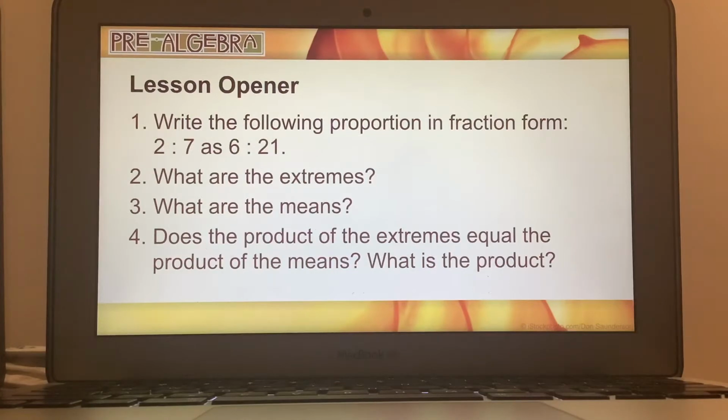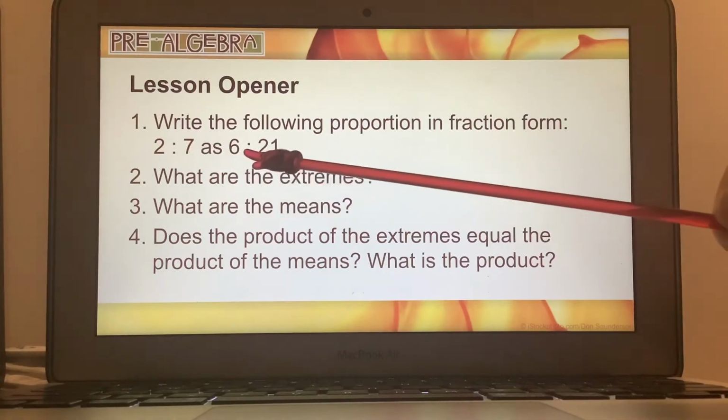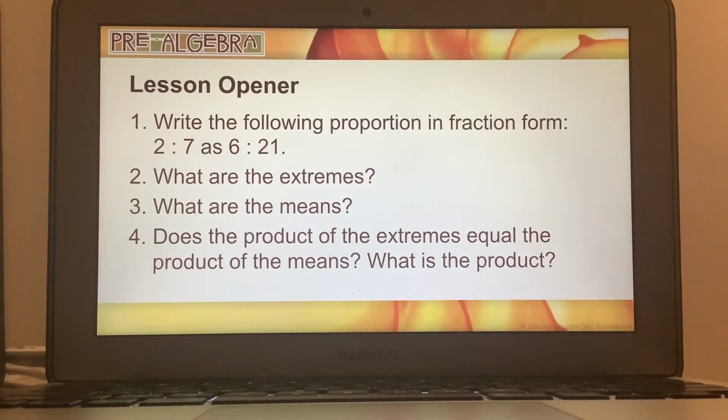Now, first of all, let's take a look at some proportions. Back to some proportions. It's been a while since we've discussed some of this. But if you take these proportions here, 2 to 7 as 6 to 21, and you rewrite them in fraction form, 2/7 is equal to 6 over 21.